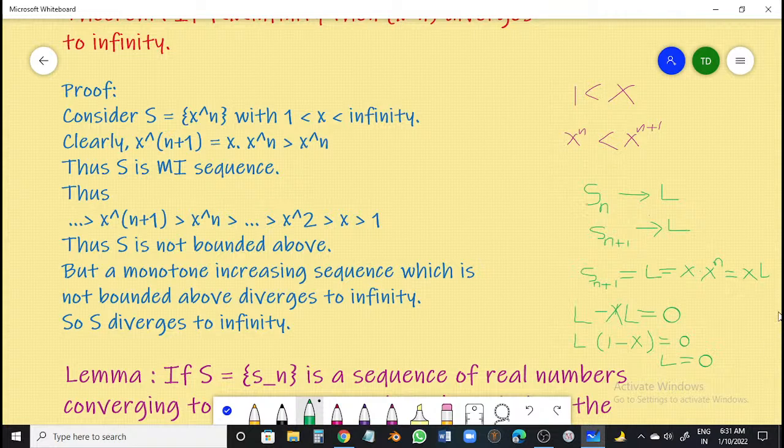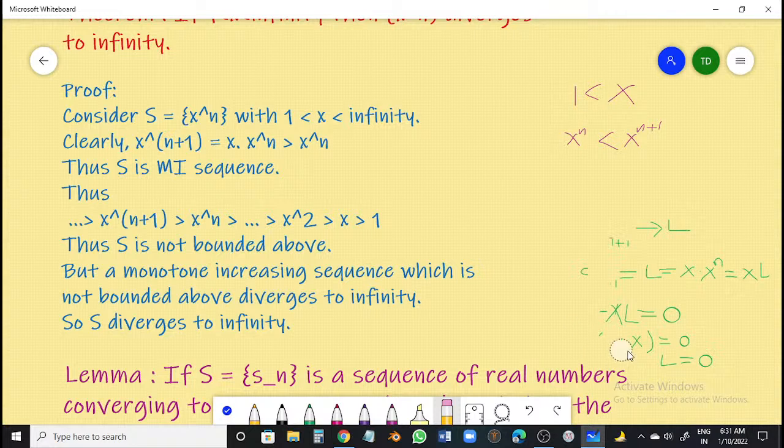Sn is going to L, it is bounded, and we are saying the n plus 1th term is going to 0. How is it possible? Because the terms are increasing terms, all of them greater than 1, so saying that it goes to 0 will be absurd. So this sequence is not bounded above, and that's why it diverges to infinity.